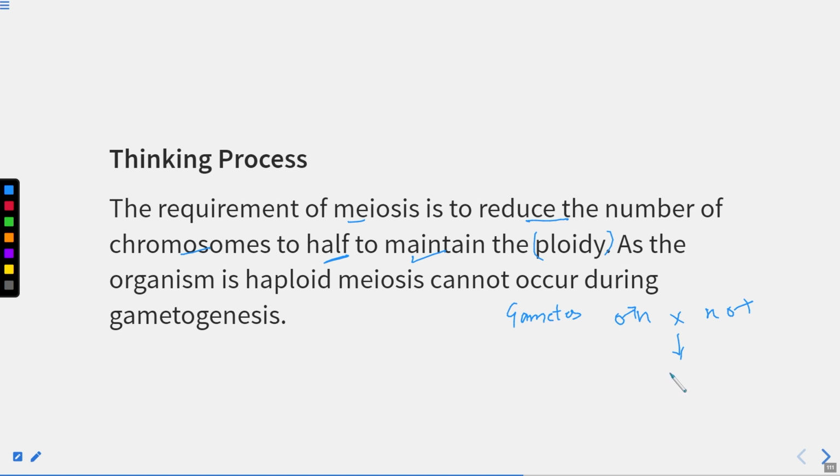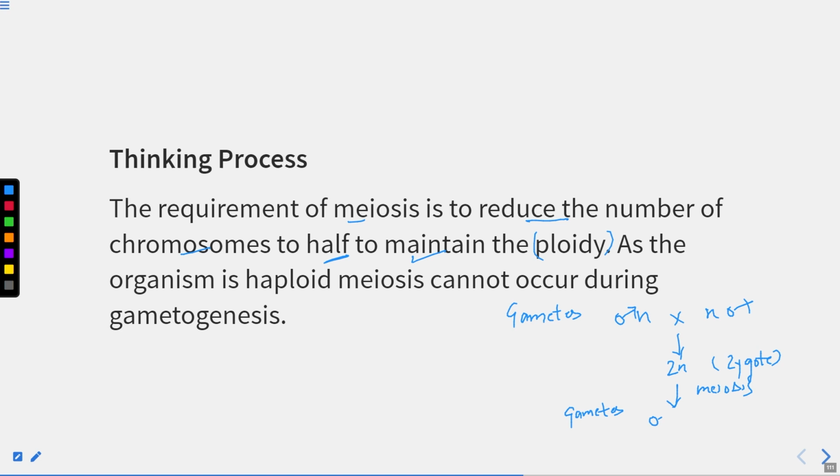These two gametes will fertilize and form the zygote, which will be diploid. Then this diploid zygote will undergo mitosis and form the embryo, and later on it will again produce gametes. And how will it produce gametes? With the help of meiosis.